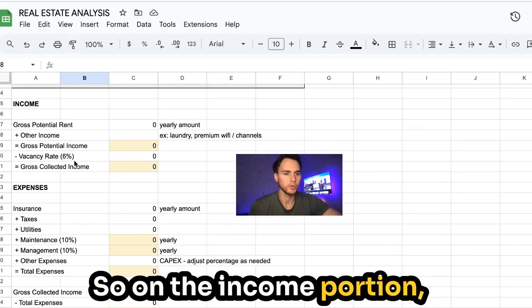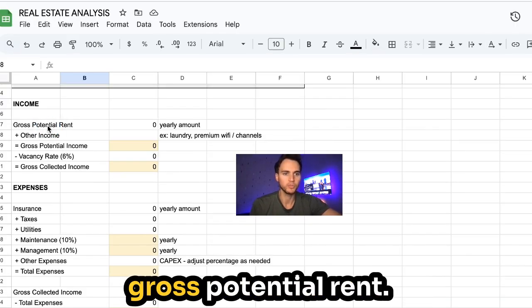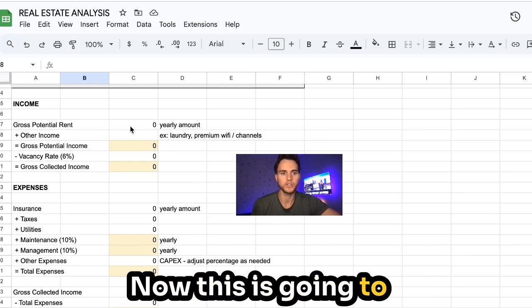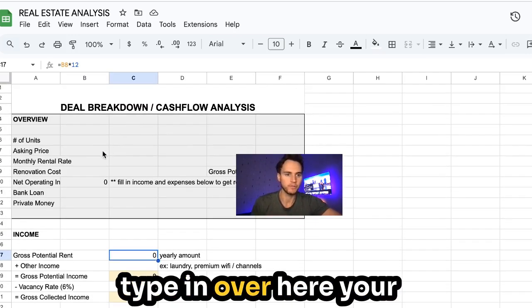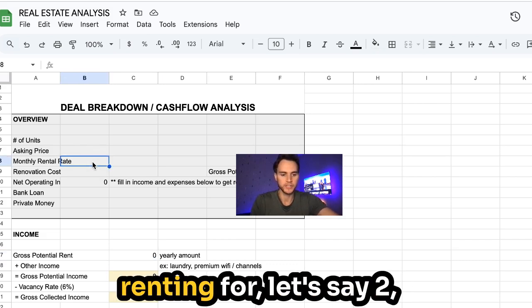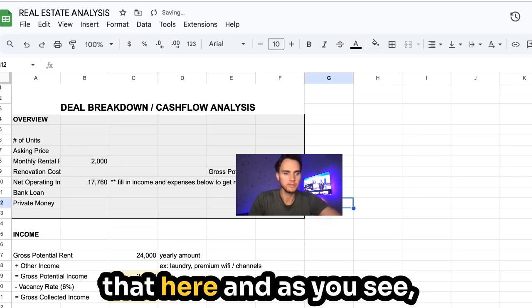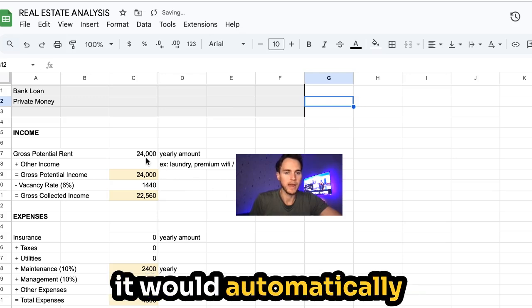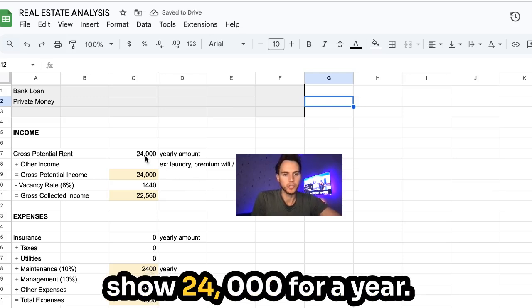So on the income portion, the first thing we're going to look at is the gross potential rent. Now this is going to auto-populate as you type in over here your monthly rental rate. So obviously if you had, let's say, a unit that was renting for, let's say, $2,000 a month, you'd put that here. And as you see, it would automatically populate and it would show $24,000 for the year.